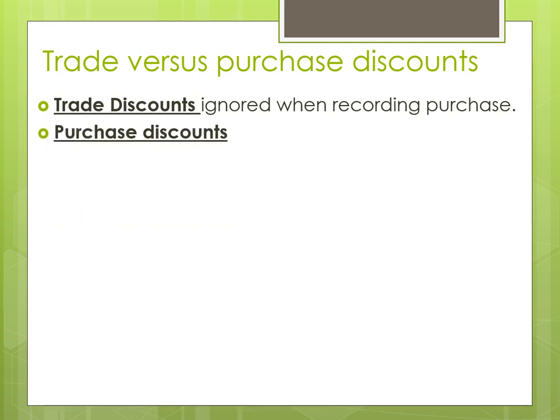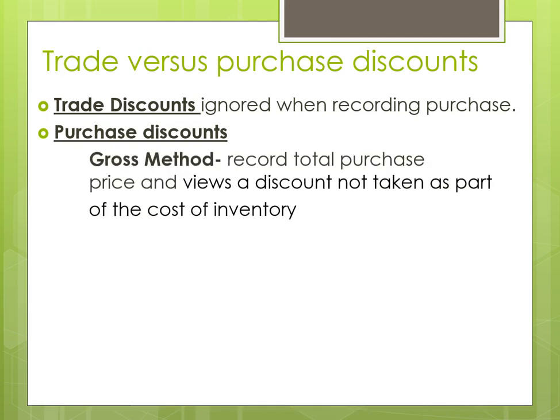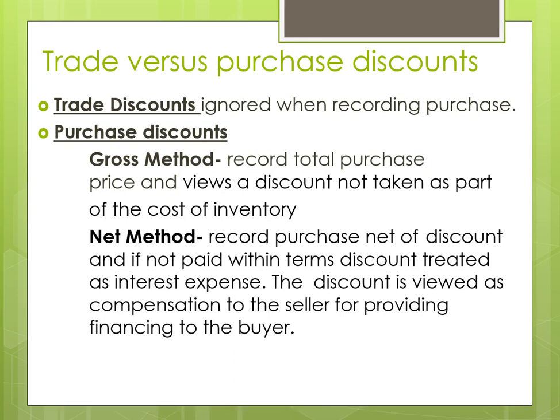Purchase discounts, however, we do have to take into account, and there are 2 methods we can use. The gross method, we record the total purchase price and use a discount not taken as part of the cost of inventory. Net method, we record the purchase net of the discount, and the discount is viewed as compensation to the seller for financing, so therefore if it's not taken, it's treated as interest expense. So now what I'll do is walk you through the journal entries under the periodic system under the gross and net method.